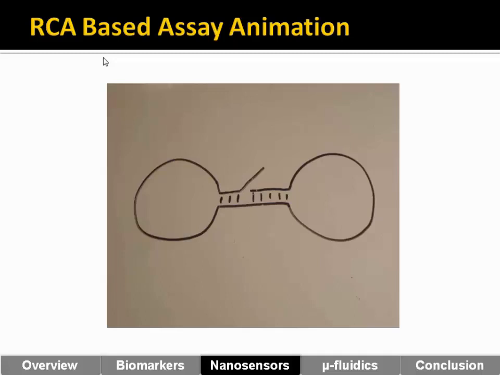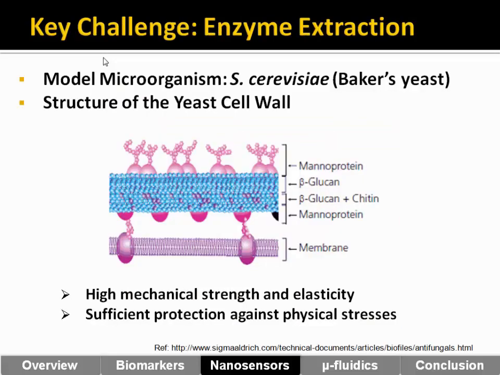But knowing the central concept of this assay, we are interested in the active enzyme. So we need to extract the enzyme out from the very stubborn pathogens, out from the microorganisms that we are interested in. So to start with, we take baker's yeast as an example, or to be more precise, S.